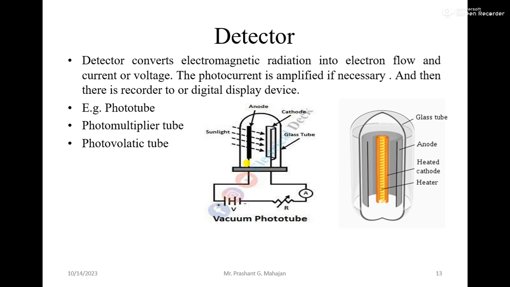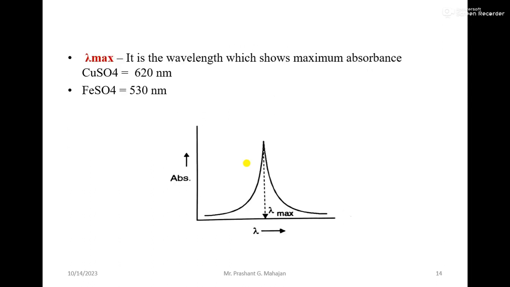This is a single beam spectrophotometer. In the practical, you are going to see the colorimeter and two solutions, copper sulfate and ferrous sulfate. If you are using copper sulfate, you will find the lambda max at 620 nanometers. And if you are using ferrous sulfate, you will get the lambda max at 530 nanometers. So what is lambda max? Lambda max is the wavelength which shows maximum absorbance. You are going to see this in the practicals.